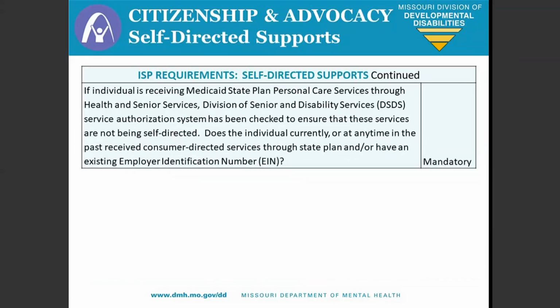It is important that if an individual is receiving Medicaid state plan personal care services through Health and Senior Services, Division of Senior and Disability Services, the service authorization system has been checked to ensure that these services are not being self-directed. Does the individual currently or at any time in the past receive consumer-directed services through state plan and/or have an existing employer identification number, or EIN?